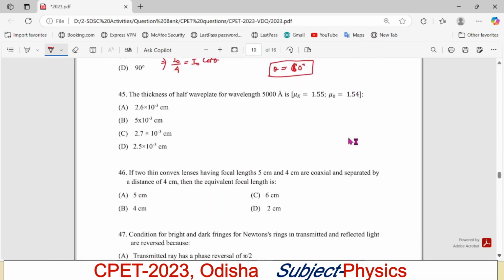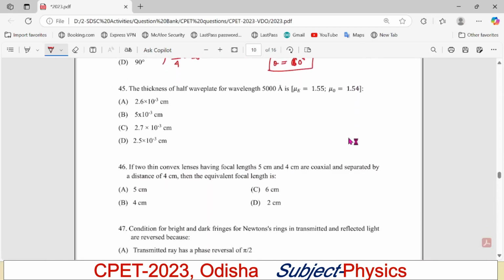Next question, question number 45. This is a direct question. The thickness of half wave plate for a given wavelength, with extraordinary refractive index and ordinary refractive index given. This is the direct formula. So thickness T of the half wave plate will be equal to lambda by 2 into modulus of mu e minus mu naught. You just put all the values, you can get the answer 2.5 into 10 to the power minus 3 centimeter. So which option is correct? Correct is your option D.